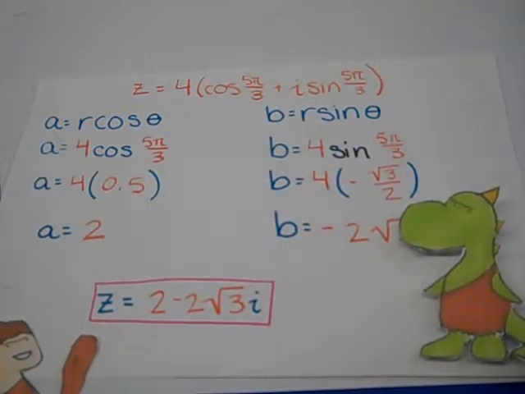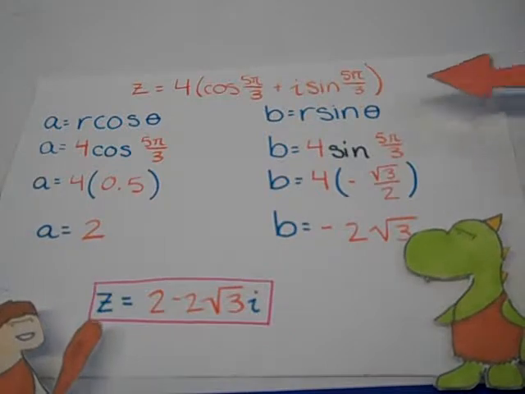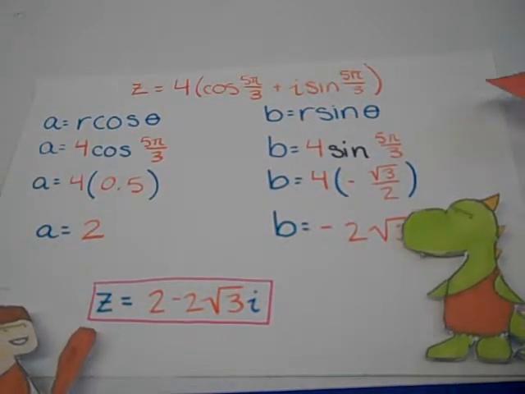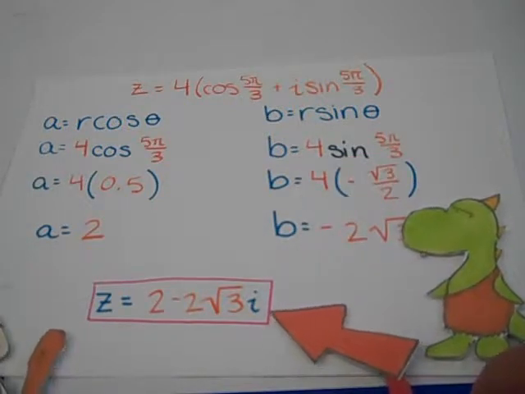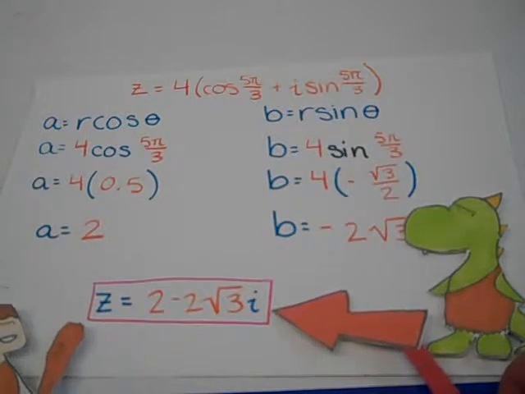To find b, we use the equation b equals r sine theta, and plug in the same values. The solution is b equals negative 2 root 3. You can see that we've returned to our original a and b values, which you can plug back into the standard formula of z equals a plus bi.